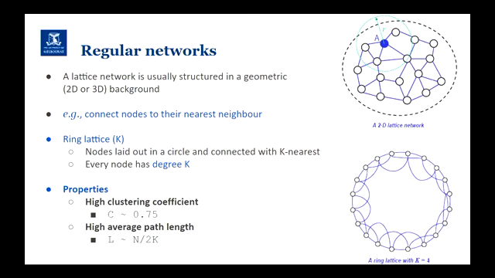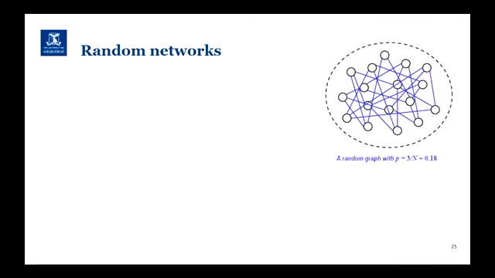So you have a lot of structure. Their neighborhoods are highly connected. However, information takes longer to flow, especially if K is a small number compared to the number of nodes. Okay? Keep that information in mind.